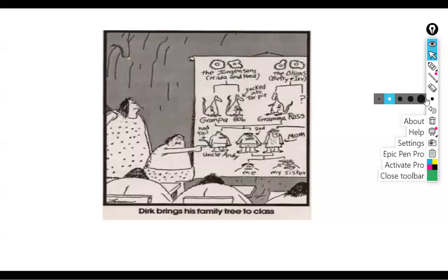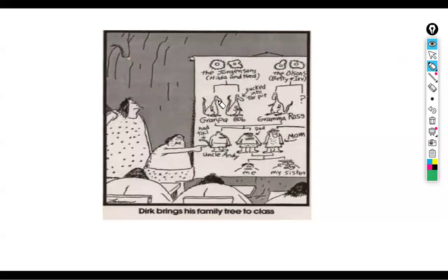So let's look at what we can see on the screen here. The Jorgensons, Hilda and Ned, that's them on top here, these two. And then Grandpa and Bob. And then the Olsons, Betty and Irv, and somebody we don't know who, Grandma Ross. And then Grandpa and Grandma had Uncle Andy and Dad. They had Dad, and then Dad got married to Mom. Important clarification. And Dad and Mom together had me and my sister. So this is a prehistoric family tree. This is a Far Side cartoon here.